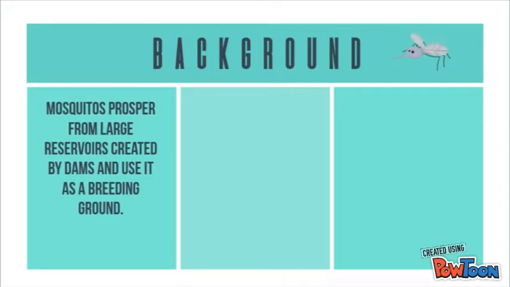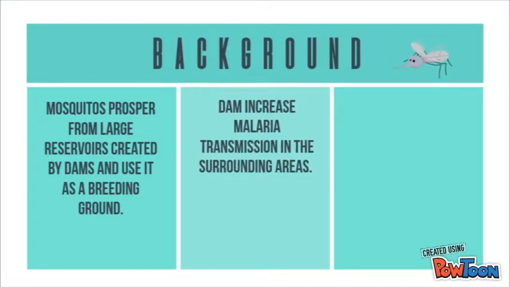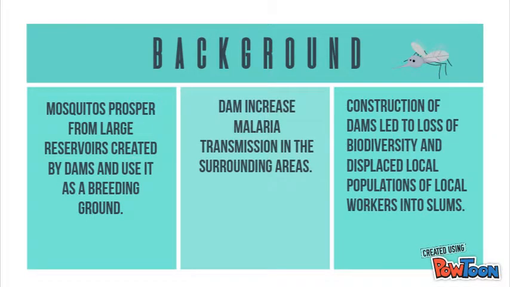Mosquitoes prosper from the large reservoirs that dams create and use them as a breeding ground, leading to an increase in malaria transmission in the surrounding areas. The construction of dams has also contributed to loss of biodiversity and displaced local populations of local workers into slums.